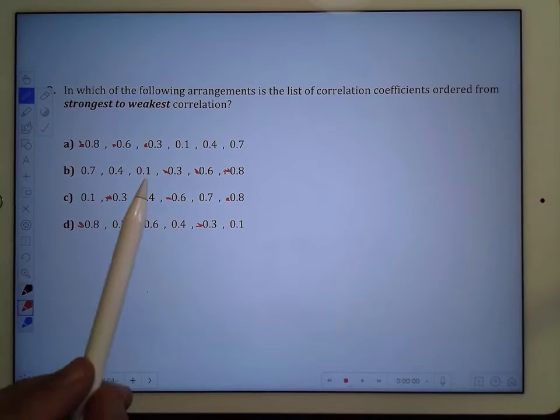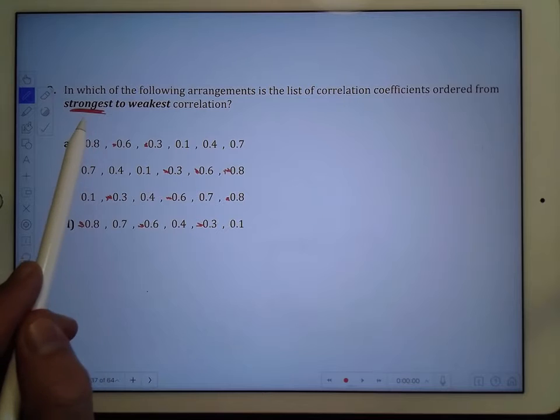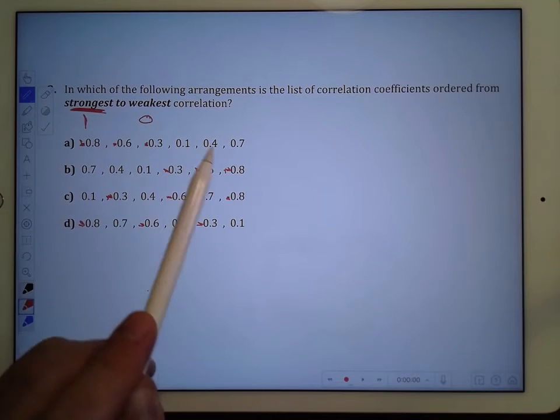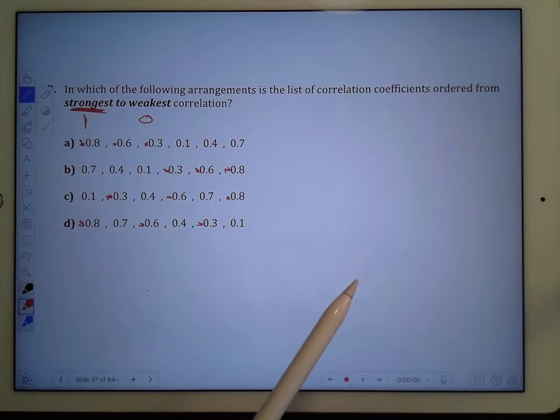And now all we're really looking for is the strongest correlation. Remember, the strongest correlation is going to approach the number 1, and the weakest correlation is going to approach the number 0. And so by looking through this list, you can see I've got this guy right up here with 0.8 as being first. That's what we're looking for.